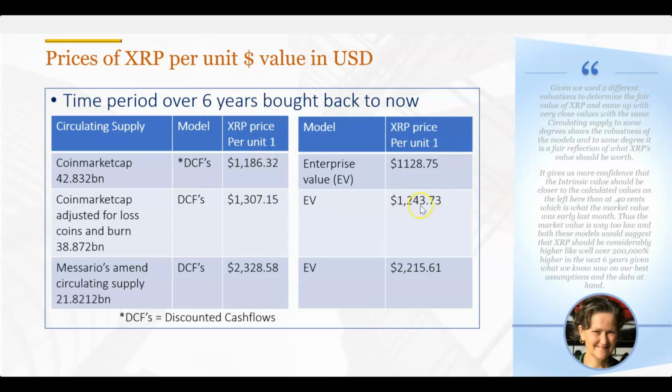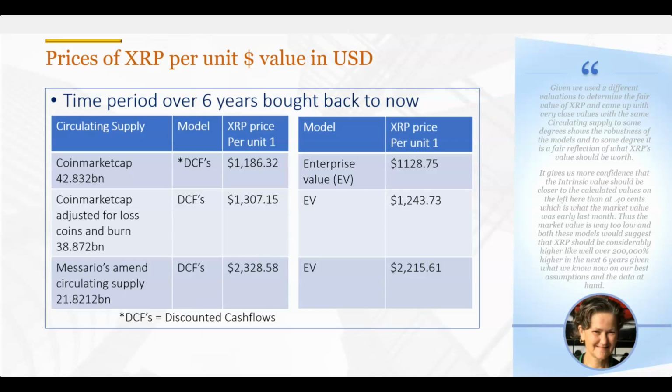And the EV model, we came up with $1,243.73. The Azario amended circulating supply, which was the 21 billion, we then came up with a price of $2,328.58 per XRP, and then when we used the same supply on our EV model, we came up with $2,215.61. So 1 XRP would be worth that within 6 years, with all the assumptions and all the data that we know about Ripple today.